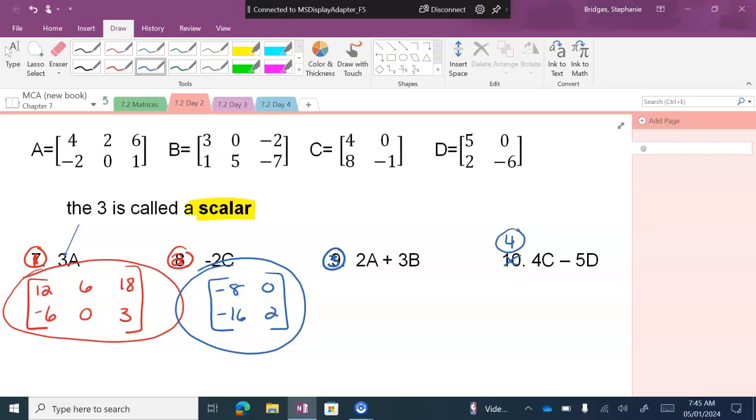And then to add them, for example, yesterday we were just adding A plus B. They have to be exactly the same size. Number of rows is horizontal, and then the columns. You notice they would be the same. So to add them, we would just take like 4 plus the 3.